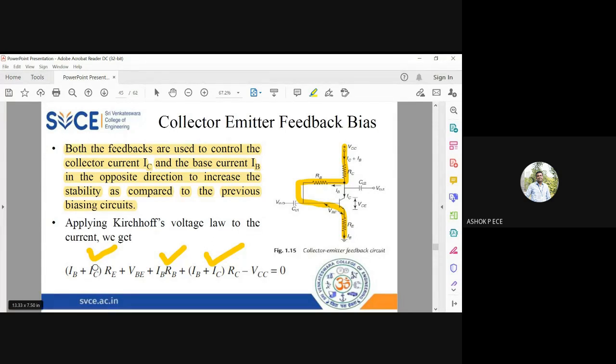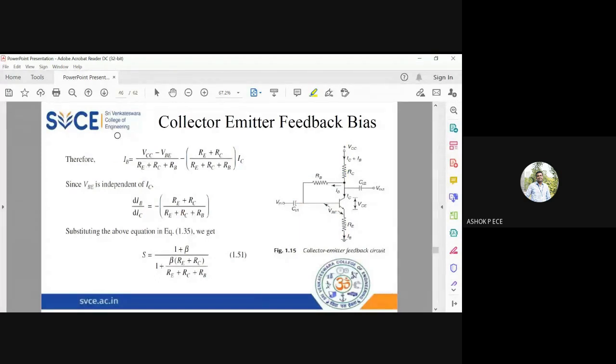From this equation, I'm going to find what IB is equal to. Group all IB terms together and take all the unwanted terms to the other side. So this will be the expression for IB. IB is equal to (VCC minus VBE) by (RE plus RC plus RB), minus (RE plus RC) by (RE plus RC plus RB) into IC.